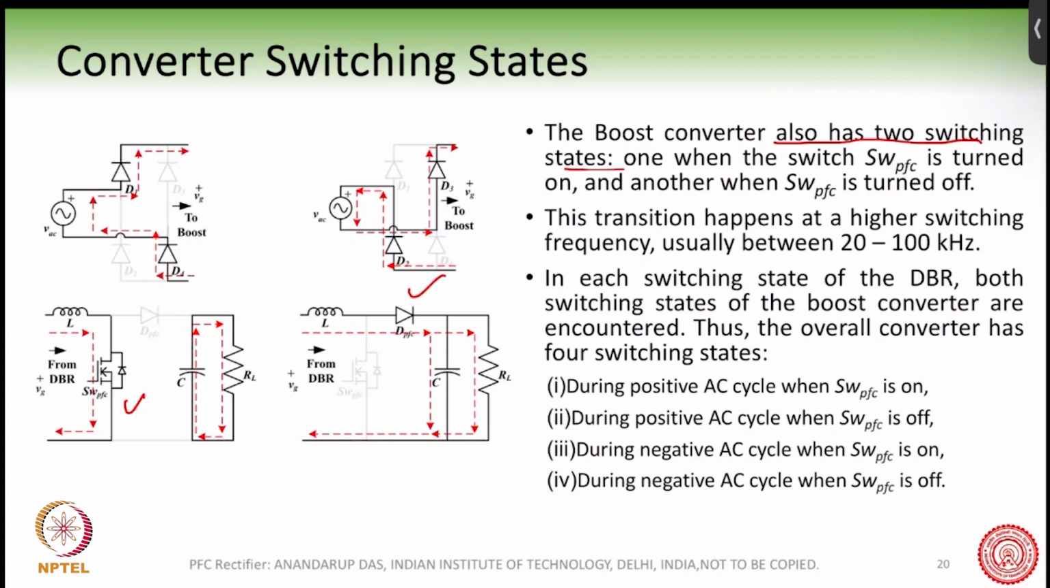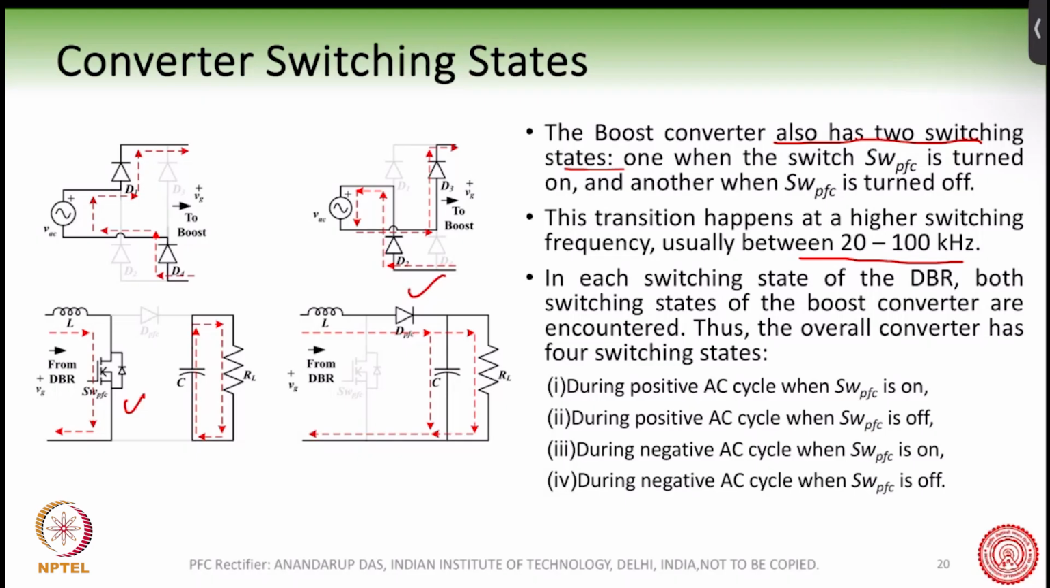But the boost converter works at a much higher switching frequency. Generally, as I told you, it can work between 20 to 100 kilohertz. This means that the switches in the boost converter are operating at a much faster rate as compared to the diode bridge rectifiers. So we can actually have four possibilities.